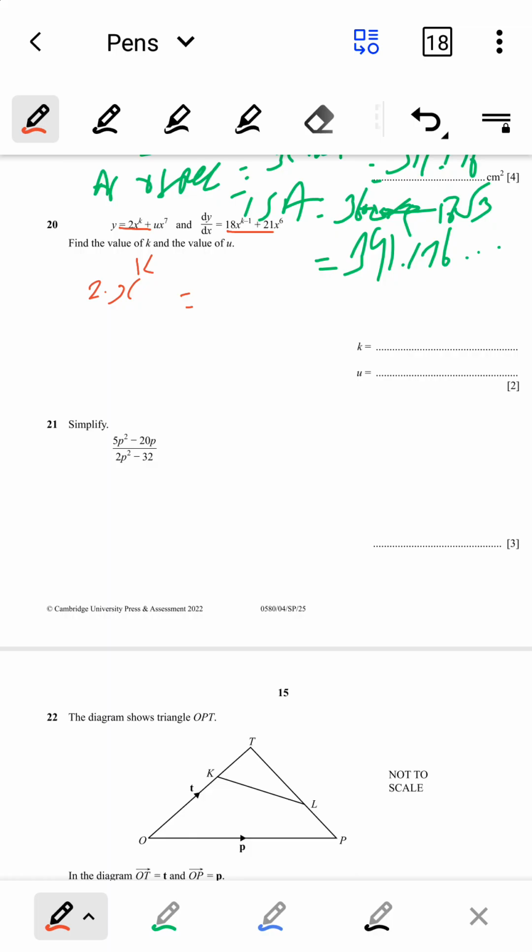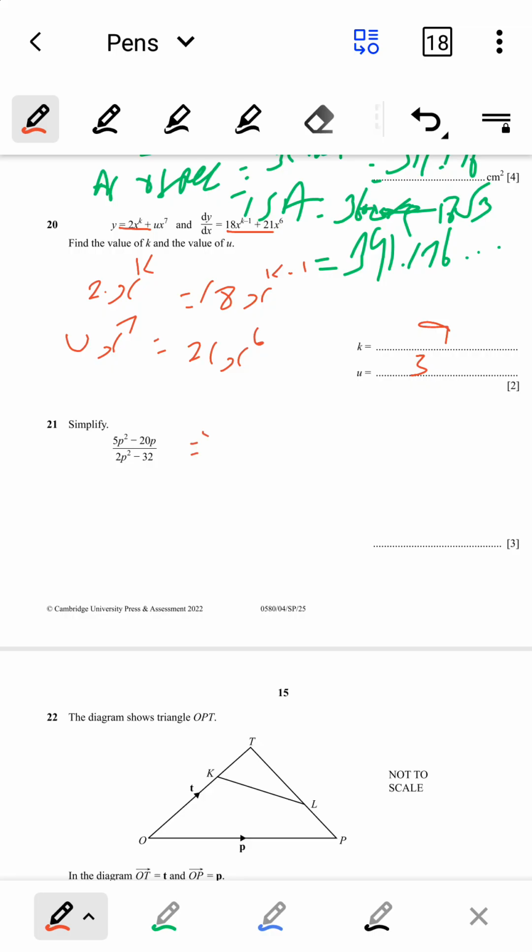So here the k value is 9. Similarly the u value: ux power 7 equals 21x power 6. So here we can easily put the u value also. See what value when you apply, 7 into 3 only will give 21. So u will be 3, which is perfectly correct. Good, fine.